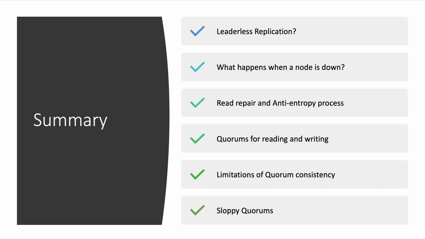So let's summarize what we have studied in this video. We have looked at what leaderless replication is, what happens when a node goes down, and what the approaches are for an unavailable node to catch up. We have studied the quorums for reading and writing and seen the limitations of quorum consistency. Also, we have studied sloppy quorums and hinted handoff.